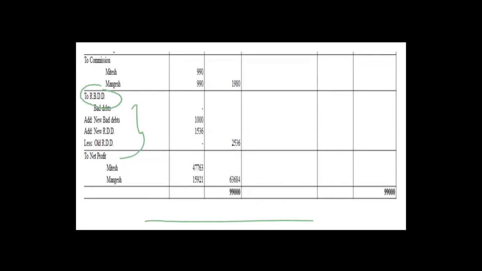Okay, so this is the format जो आपको हमेशा बनाना है whenever the bad debts, new bad debts या new RDD is given in the adjustment. And even if it's not given, if any one item is given, अगर आपको old bad debts या old RDD भी दिया है, then prepare this format because it will be easy for you, कि आपका ये format आपको ready हो जाएगा, by heart हो जाएगा. Okay, so this is the format.